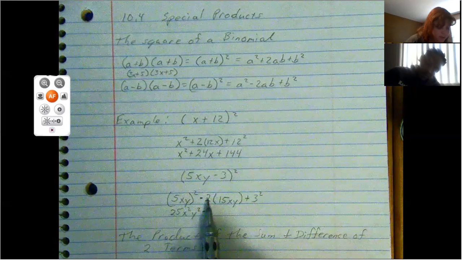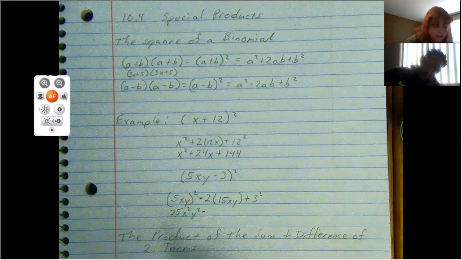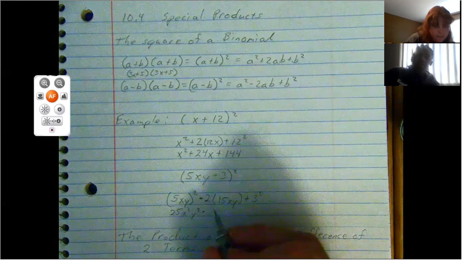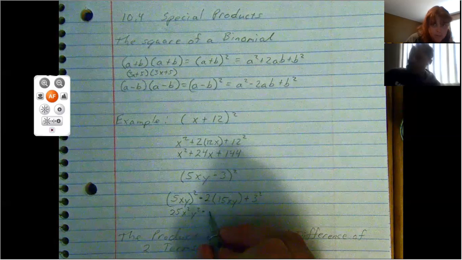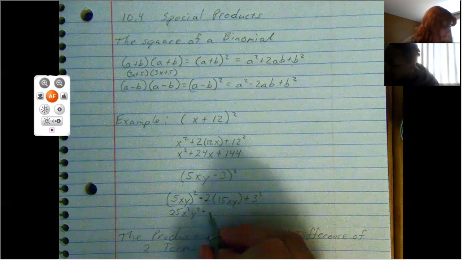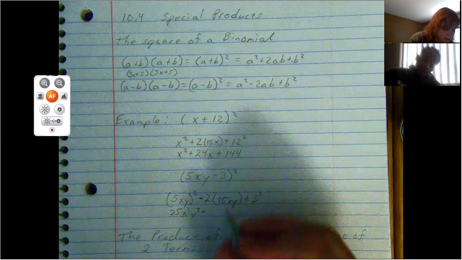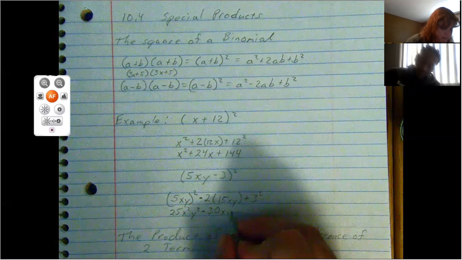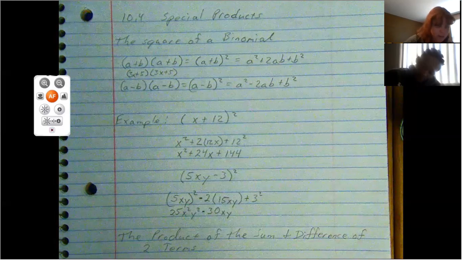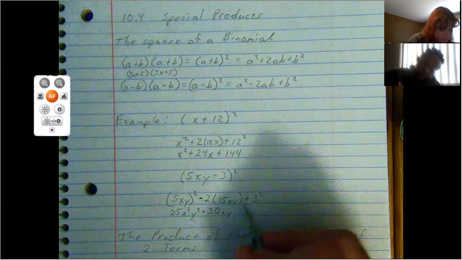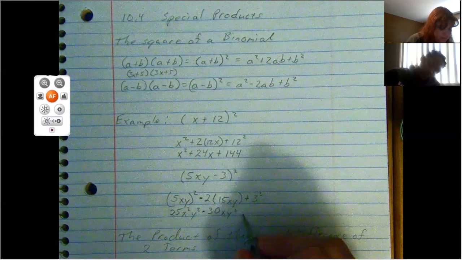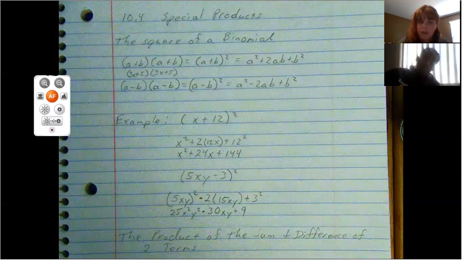Minus 2 times the 15 gives us 30. Good. And then that's still got an xy. And then 3 squared would be 9. And there you go.